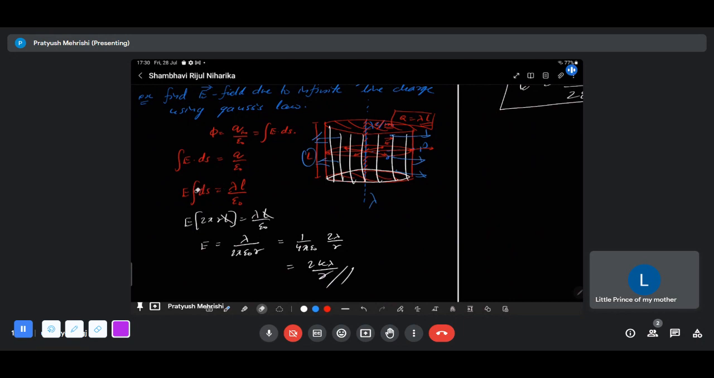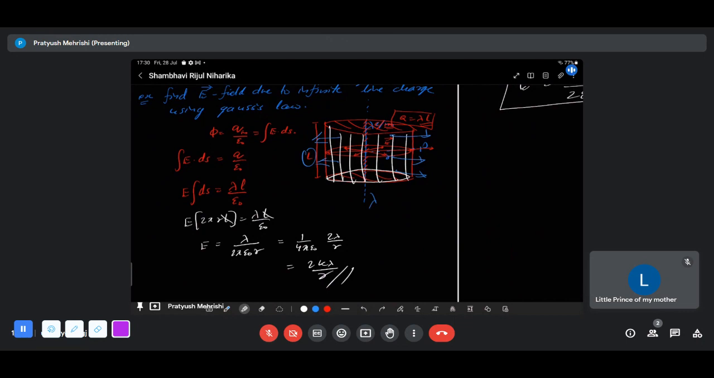Again, same thing we are doing. E integration ds equal to charge, which is what? Charge inside this enclosed wire will be lambda into L. L is this much. So charge on this dashed region, if you are able to see this one, is equal to lambda into L.